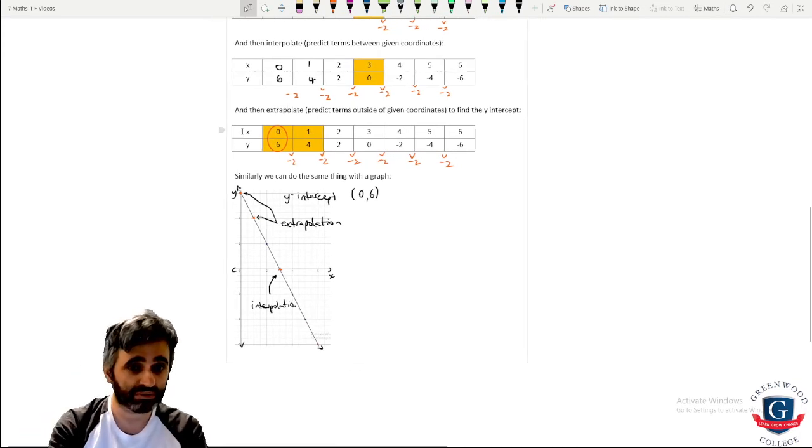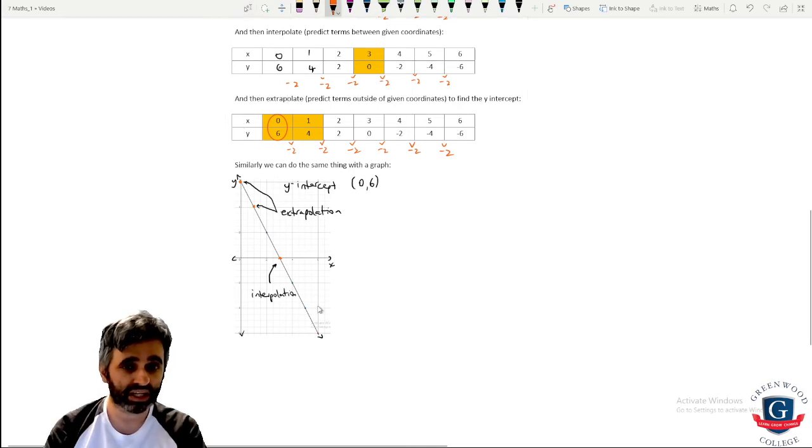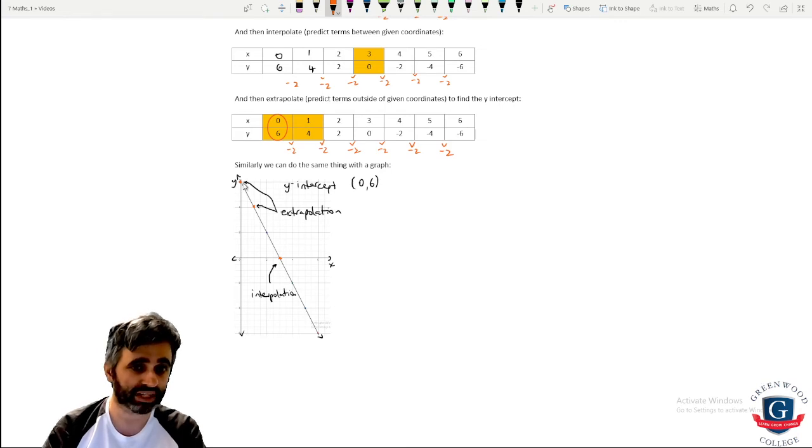We can do the same thing with a graph. So here's a graph, and that's the interpolated point because it's between 2 points. Here are the extrapolated points. We could extend the line, see where it crosses the y-axis, and would locate the y-intercept here at 0, 6.